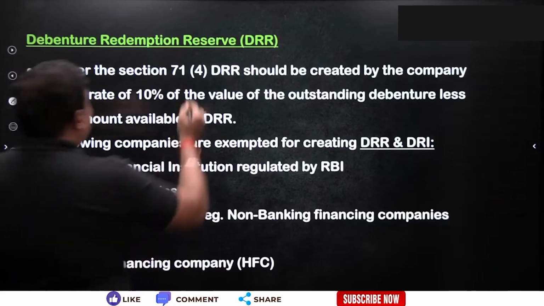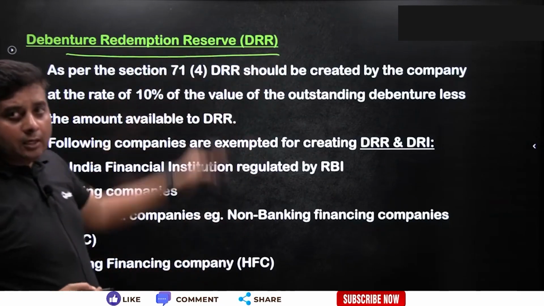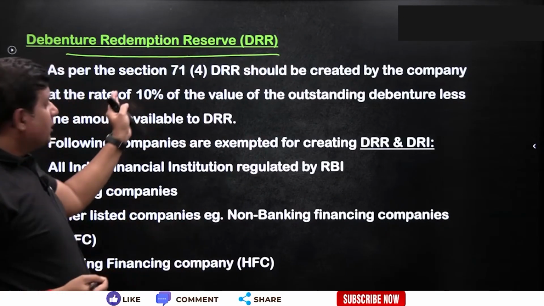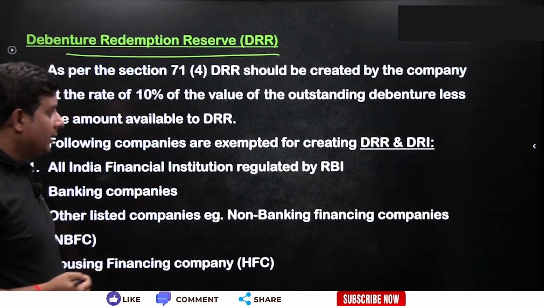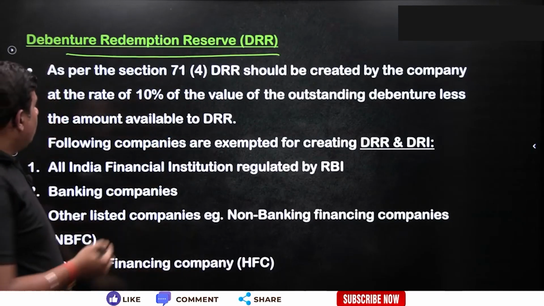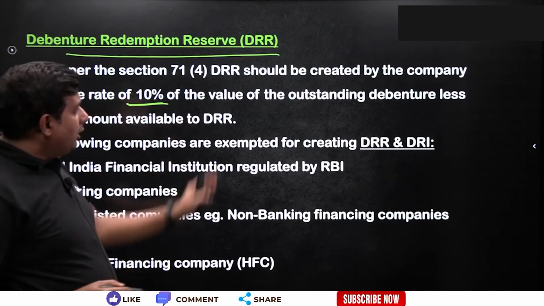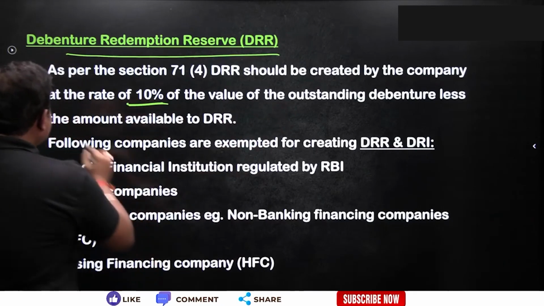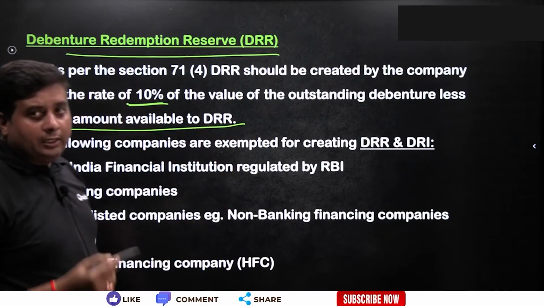Now, this is very important: creation of DRR. What do you mean by the term DRR? As per Section 71, sub-section 4 of the Companies Act 2013, this is the latest one, you are required to create 10% of the value of the outstanding debentures, less the amount already available in DRR, which is transferred to DRR.